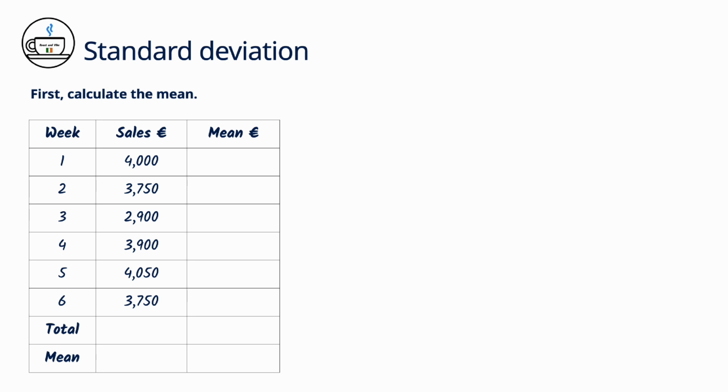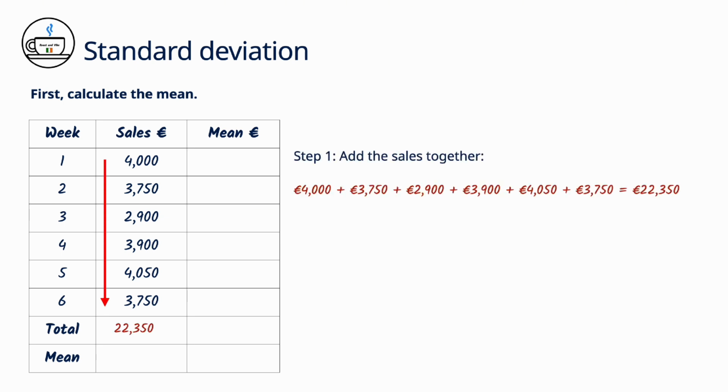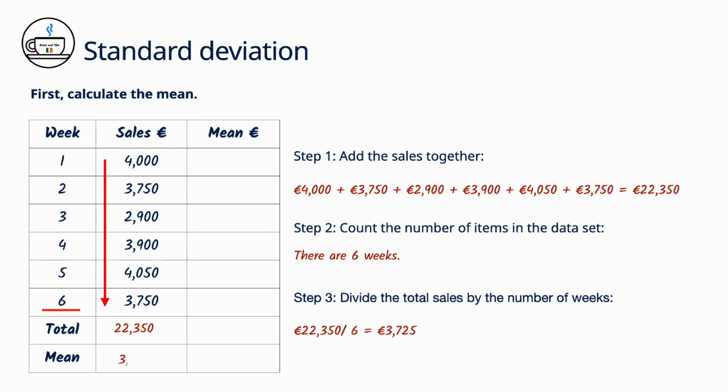First, you begin by calculating the mean. If you'd like a more detailed explanation of how to find the mean, refer to the dedicated video earlier in this series. The first step is to add the sales together. Next, we need to know how many pieces of data there are in the dataset, as we will use this to find the average. In this case, the data relates to sales over 6 weeks. Now we find the mean average by dividing the total sales by the number of weeks. This gives us the mean.